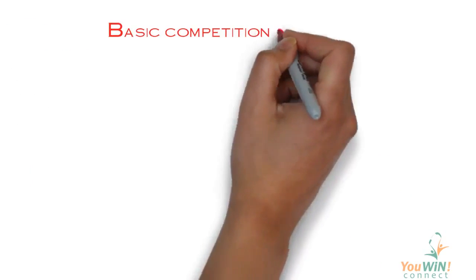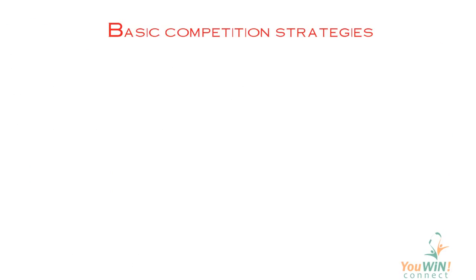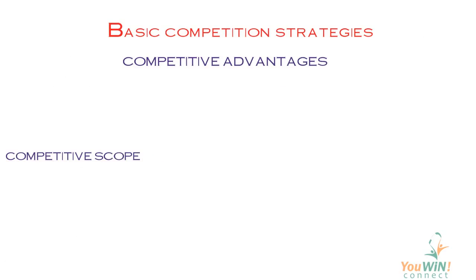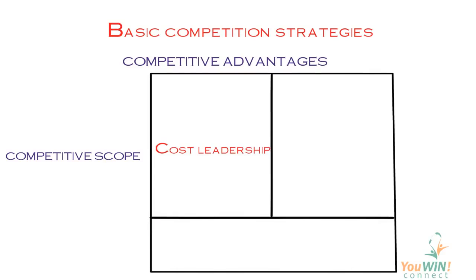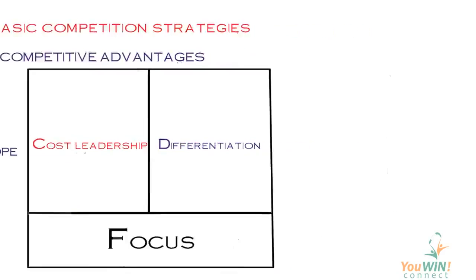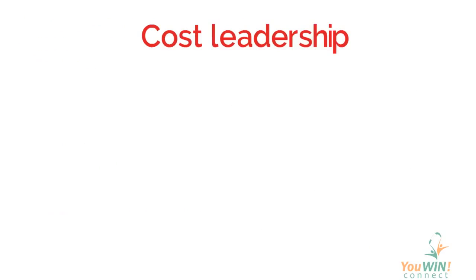There are three basic types of competition strategies that are derived from your competitive advantages and, of course, the scope of the firm's competition. And the three of them include the cost leadership, the differentiation, and the focus. So let's start with the cost leadership.